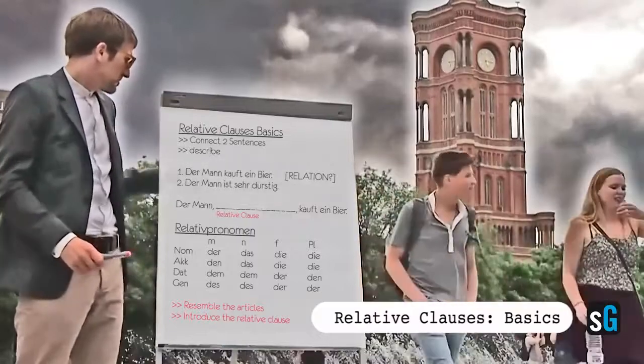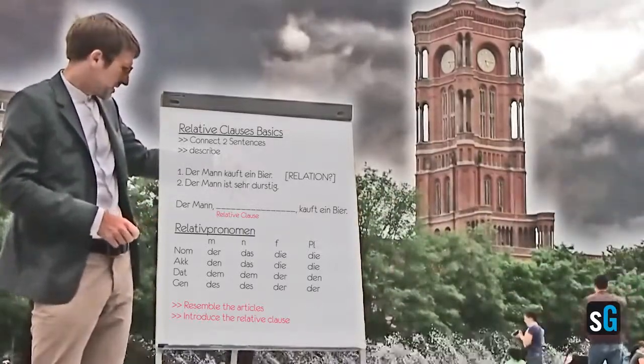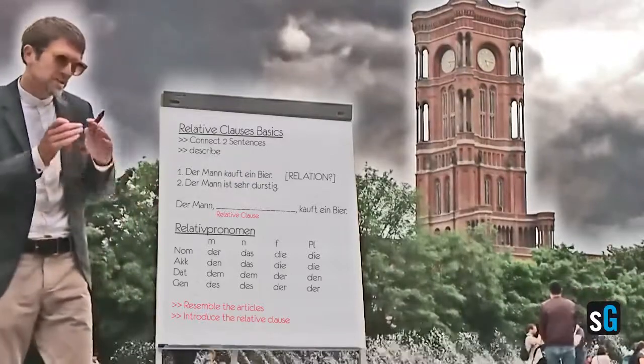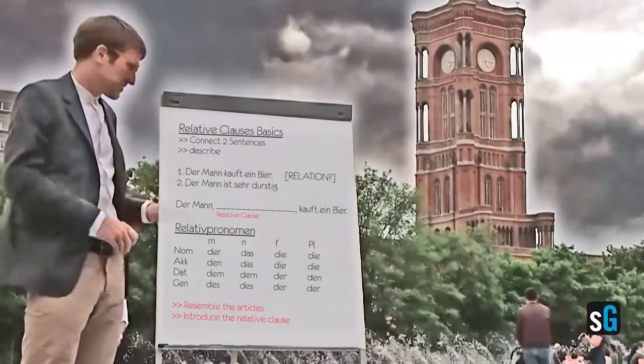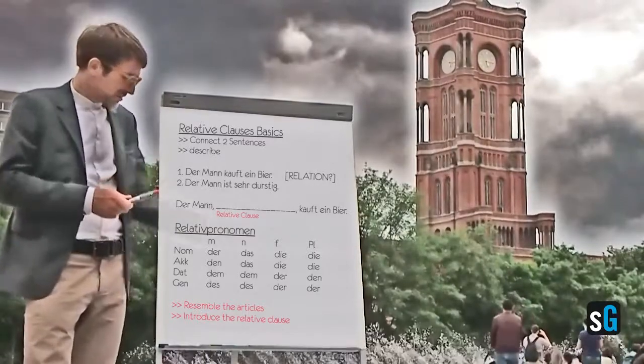Let's look at how to insert the second sentence into the first one. You see, I've marked the beginning spot here after the comma. This is where the indicator for the relative clause comes. And indicators are relative pronouns. I've written them down here.